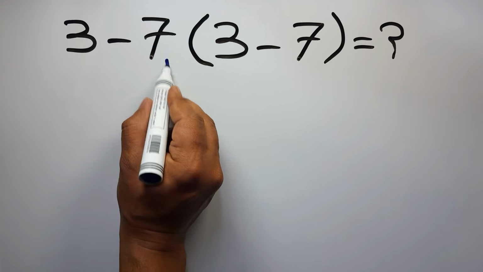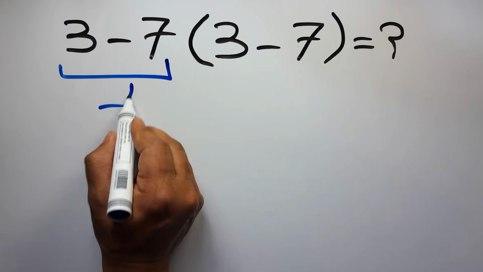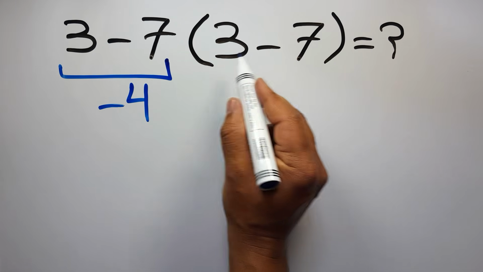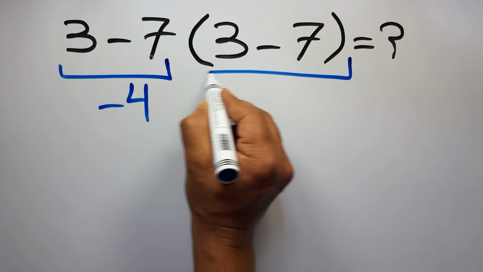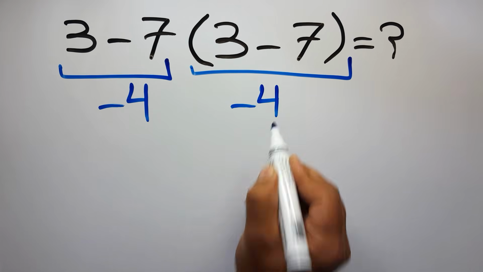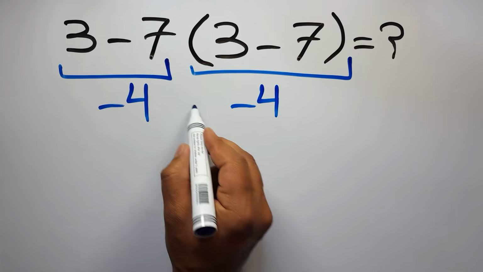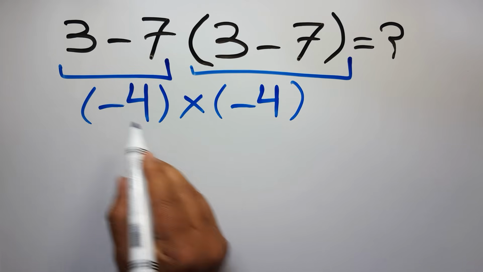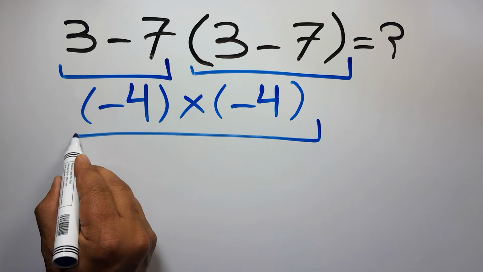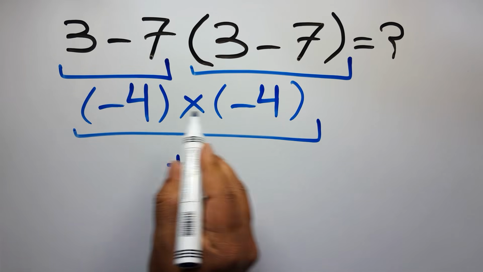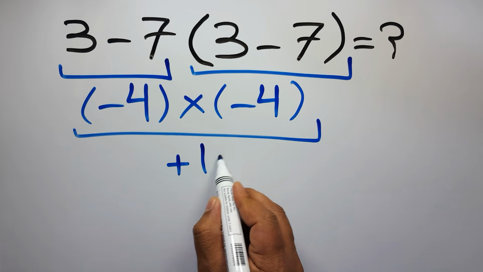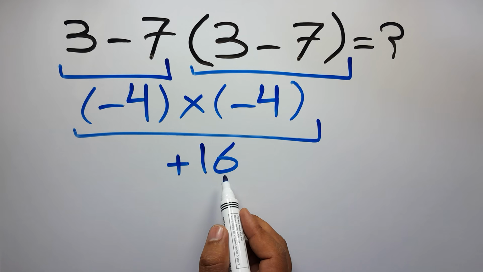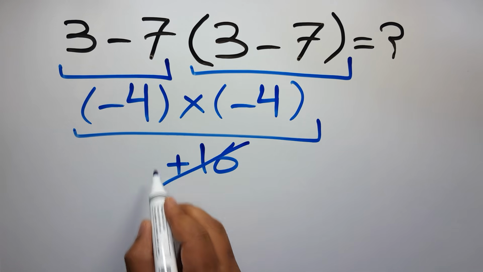3 minus 7 gives us negative 4. And again, here inside this parentheses we have 3 minus 7. So negative 4 times negative 4. Okay? Negative times negative gives us positive, and 4 times 4 equals 16. So we have here positive 16. But this answer is not correct.